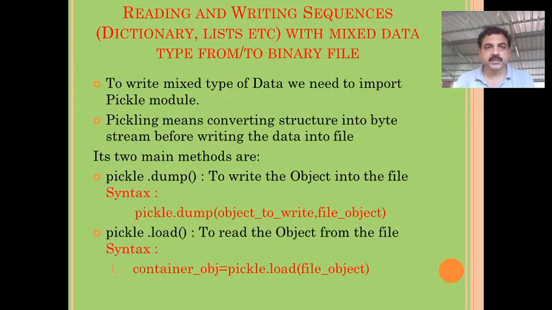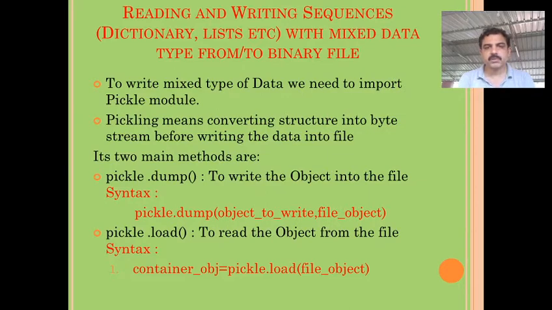Next, reading and writing sequences, that is dictionary, list, etc., with mixed data types from or to a binary file. To write mixed types of data, we need to import the pickle module. Pickling means converting a structure into a byte string before writing the data into the file. It has two main methods, that is pickle.dump and pickle.load.